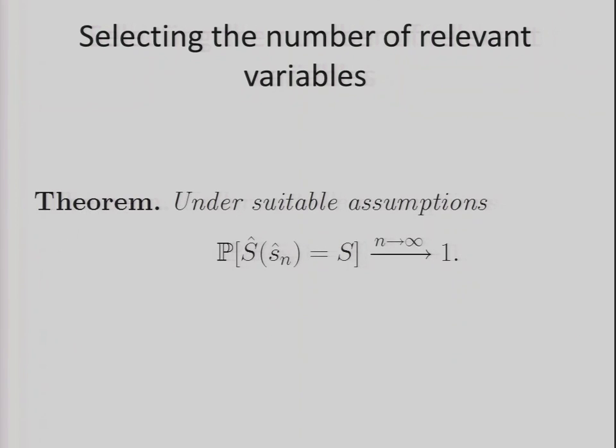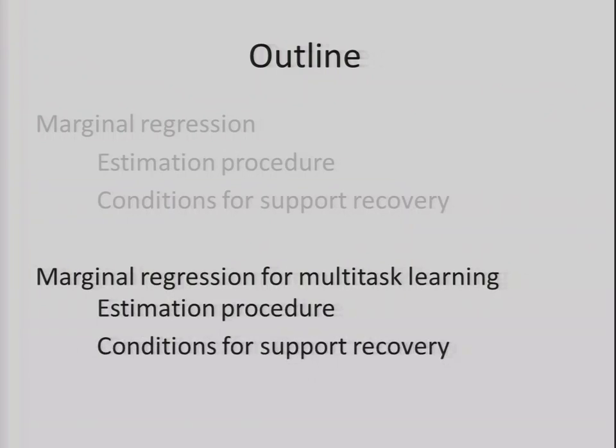Okay, and so these assumptions are the same as the assumptions of theorem 1, plus some assumption on the minimum size of the regression coefficient beta j. And so these are sort of standard assumptions in the lasso literature as well. Okay, so this is great.